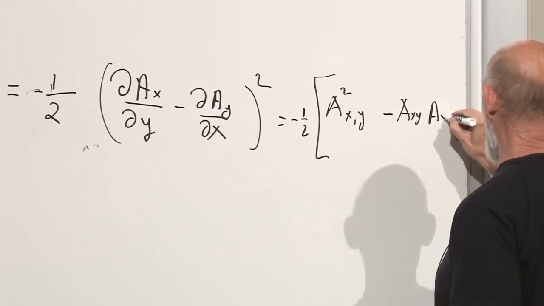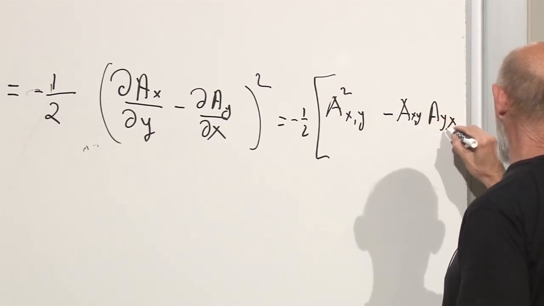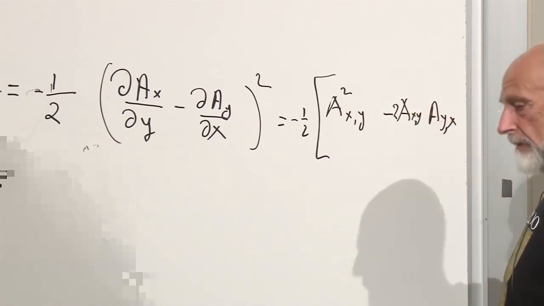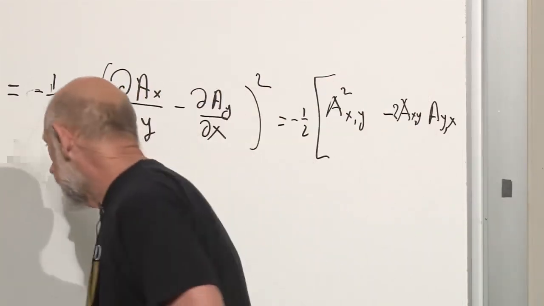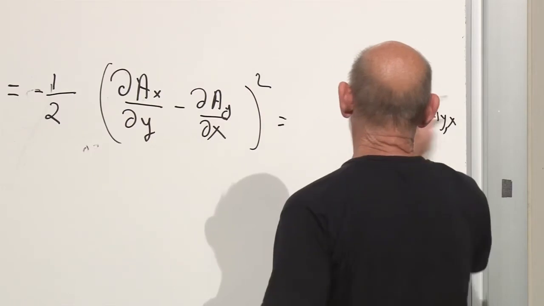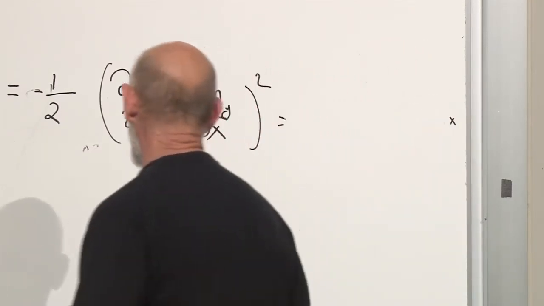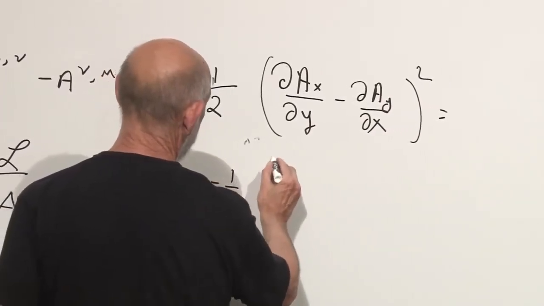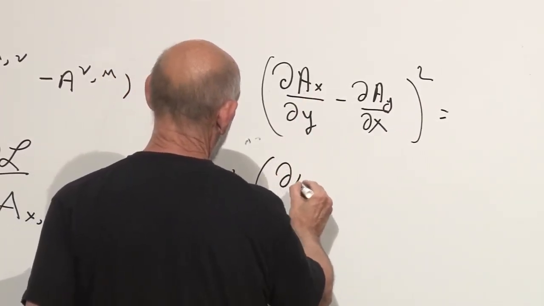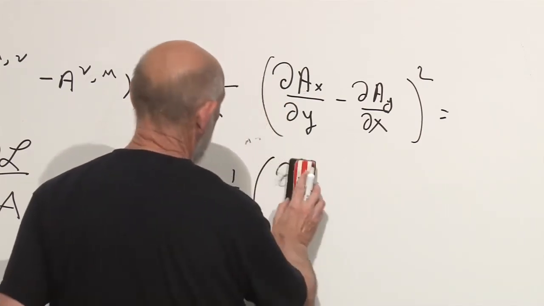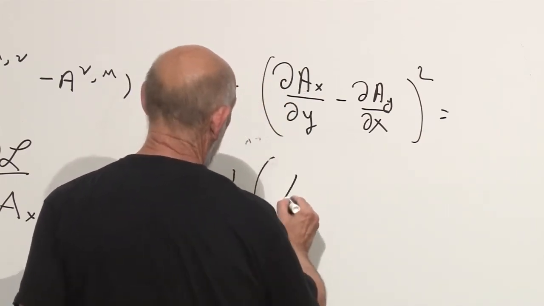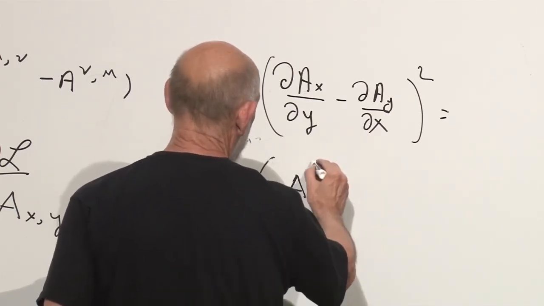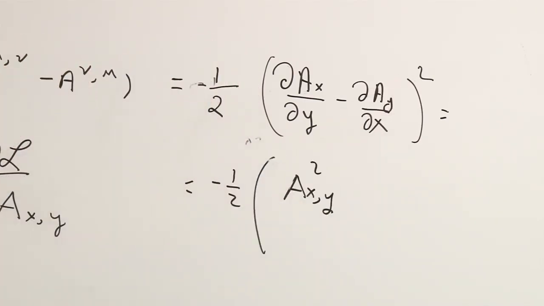axy ayx with commas in the right place. Twice that. I think I better clean that up. Not very clear. Let's try it. Equals minus 1/2 derivative of a. Let's use the condensed notation. Ax comma y squared. Just coming from squaring, just binomial theorem.